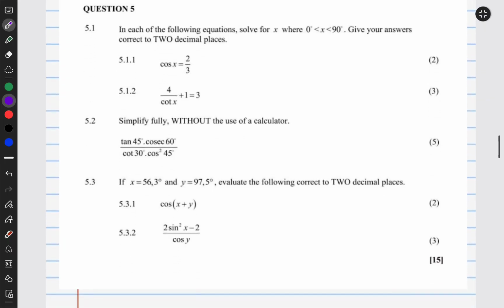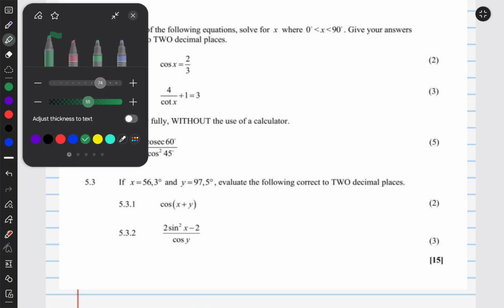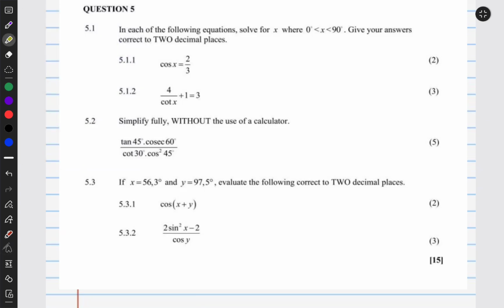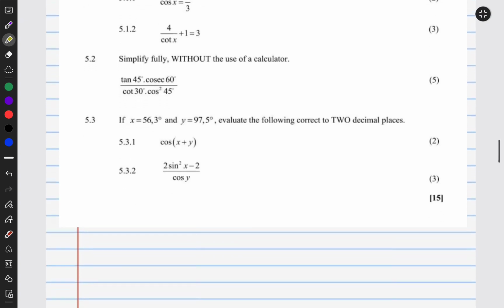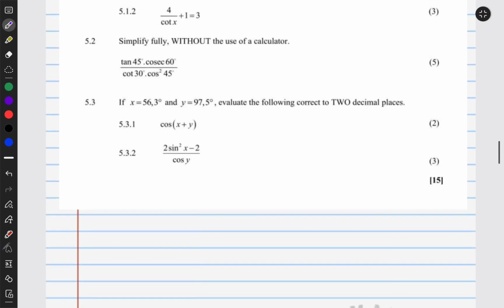Okay, next we have question 5. In each of the following equations, solve for x where the angle x is between 0 and 90 degrees. Give your answer correct to 2 decimal places. So we are told that the angle x is between 0 and 90 degrees, which means the angle x is in the first quadrant. That is what we know.